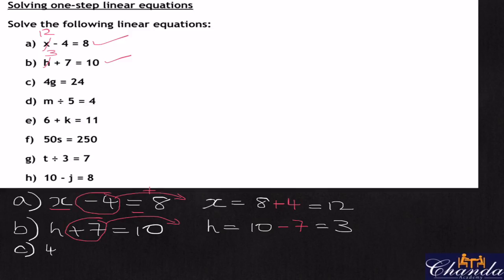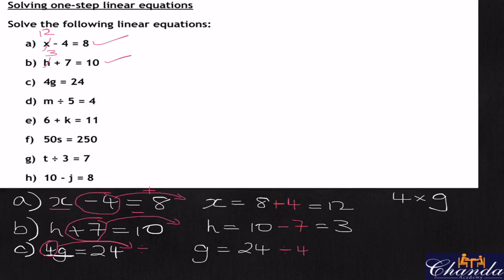So we have 4g is equal to 24. Now, we need to again get the g on its own. Now 4g, as we know from our beginner's course, is basically 4 times g, okay? So we need to take that 4 over to the other side. Since it's a multiplication on the left-hand side, as you might have guessed, on the right-hand side it'll be a division, because the opposite of multiplication is division. So that gives us g is equal to 24 divided by 4.